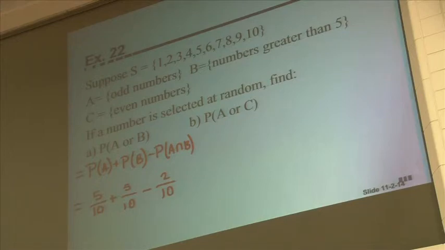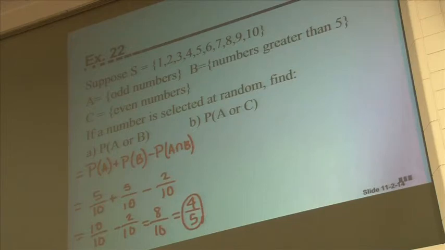Put these together. You get 10 out of 10 minus the 2 out of 10. I'm combining the fractions first. That becomes 8 out of 10 and reduces to a probability of 4 out of 5.